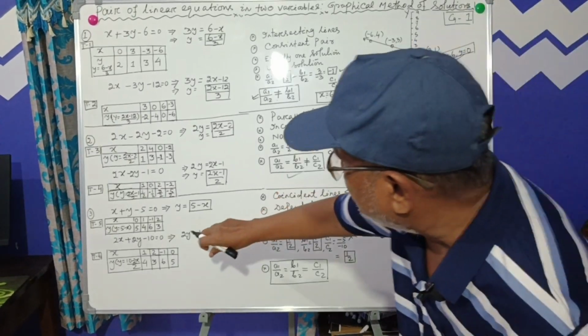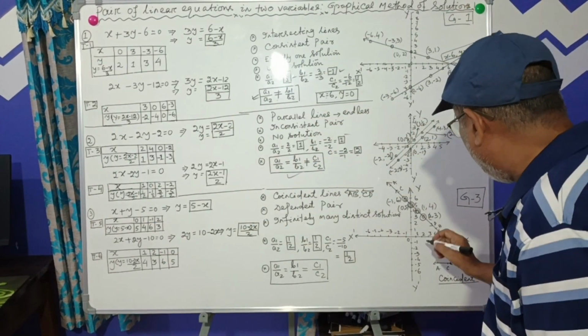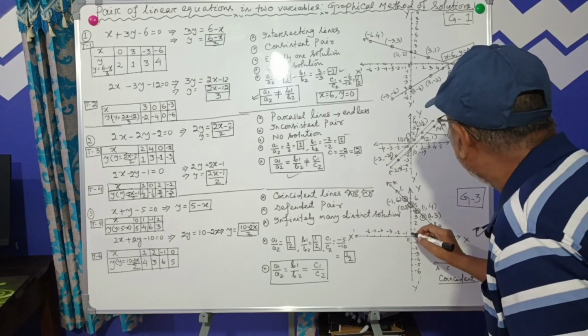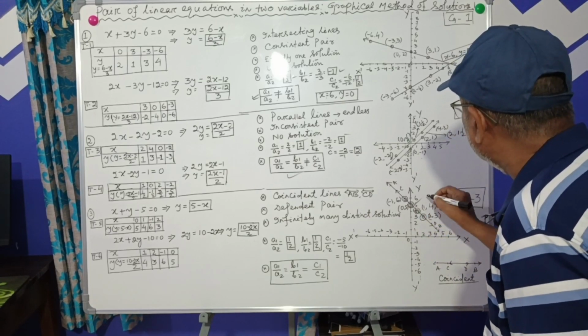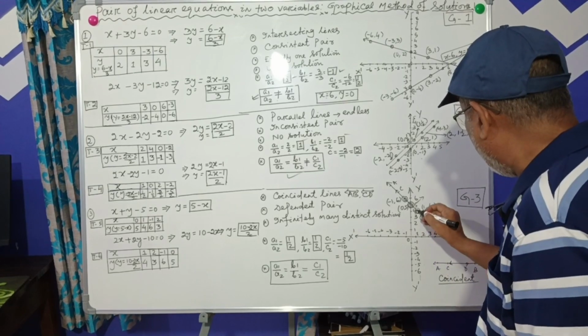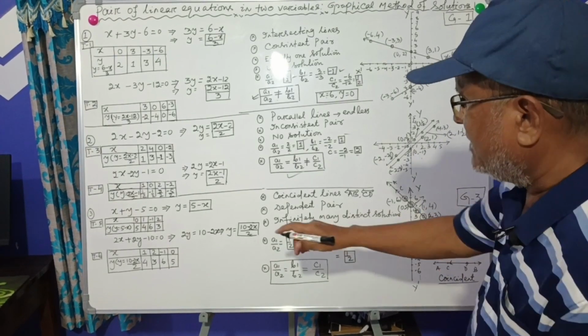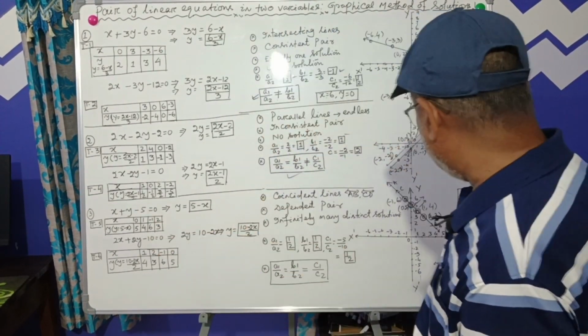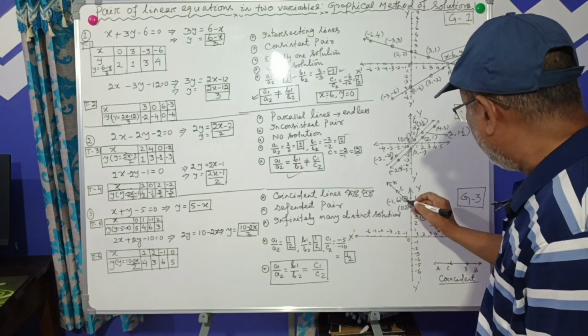And first is actually 0, 5. And here is 0 and this is 5. First case, you see 1, 4. Here is 1 and here is 4. Second case, and minus 1, minus 6. Here minus 1, minus 6.